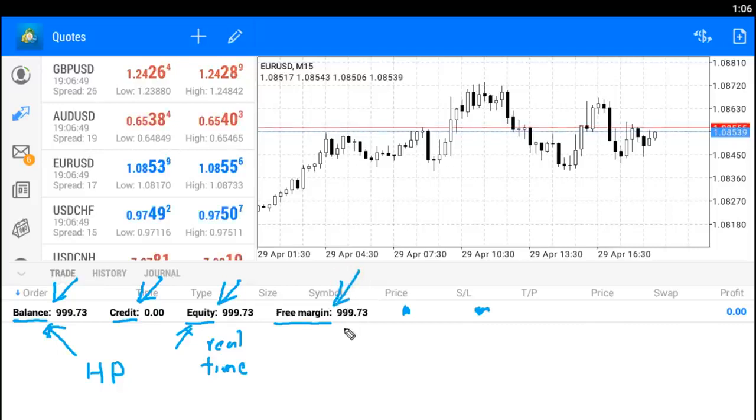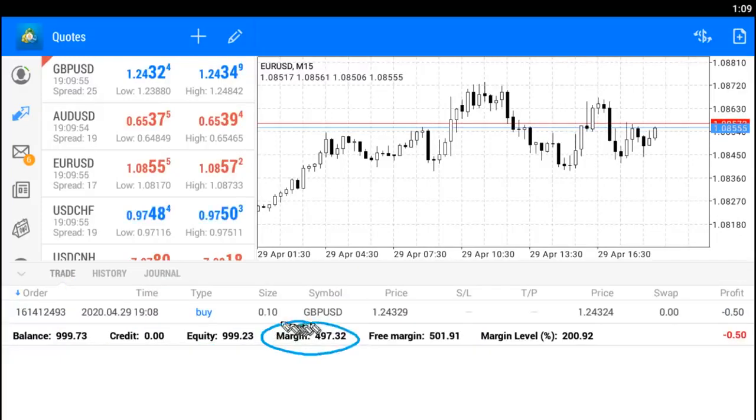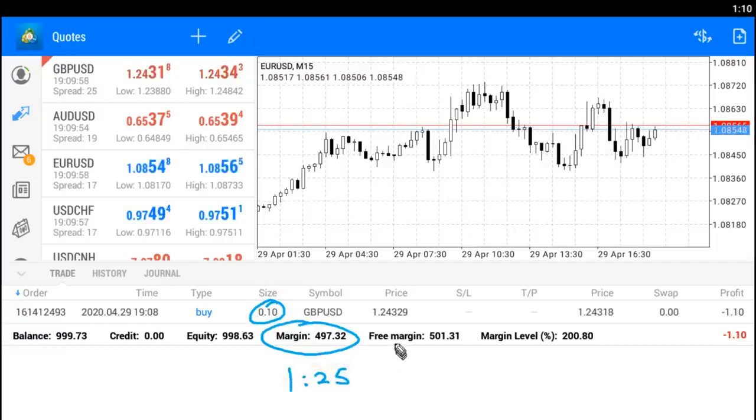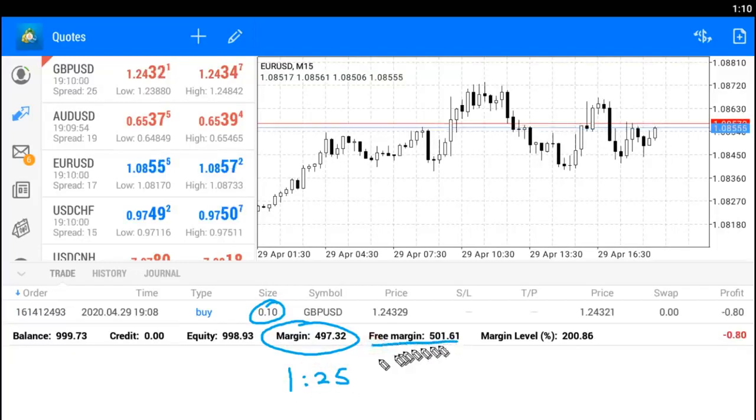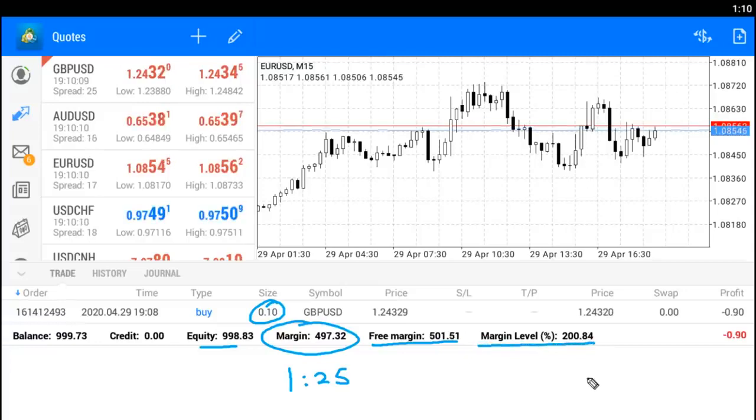Free margin is calculated by equity minus margin. Every trade you open requires margin, depending on the leverage you have picked. Like this, a portion of your balance is held as opposed to the volume of units you have purchased, known as margin. Free margin is the number after subtracting margin from equity. And margin level is the ratio of equity to margin. We will continue this later.